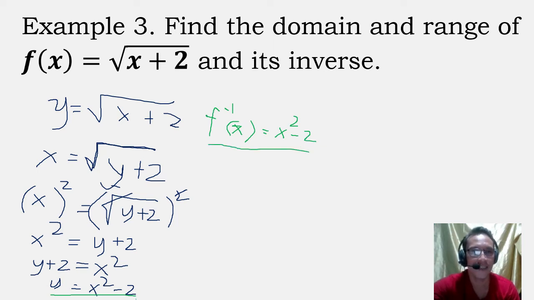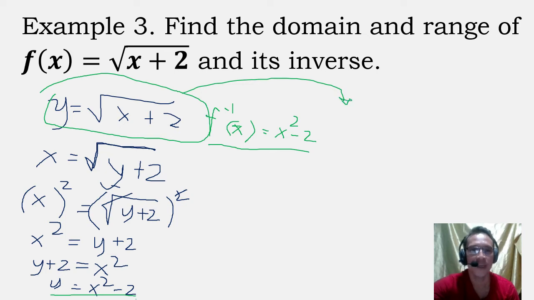Let us now find the domain and range of the original function. Okay. So what values of x will make the function irrational or undefined? So let us see if the value of x is negative 2. Negative 2 plus 2 is 0. So we have the square root of 0 is equal to 0. So it means pwede pa natin gamitin yung negative 2 as domain.